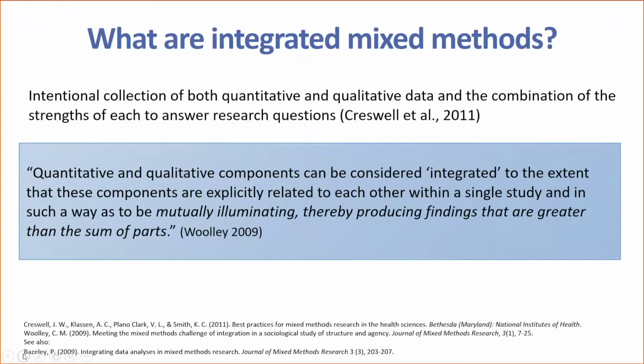Creswell defines integrated mixed methods. It really is that intentional collection of both types of data and combining them in terms of their strengths in order to answer your research questions. There's this explicit relationship between the qualitative and quantitative components in such a way, according to this paper by Woolley, that the results are mutually illuminating and produce findings that are greater than the sum of the parts. Basically, something happens when intentionally integrating quantitative and qualitative methods that brings us to a better and greater understanding than we might have achieved if we only relied on one set of methods or another.